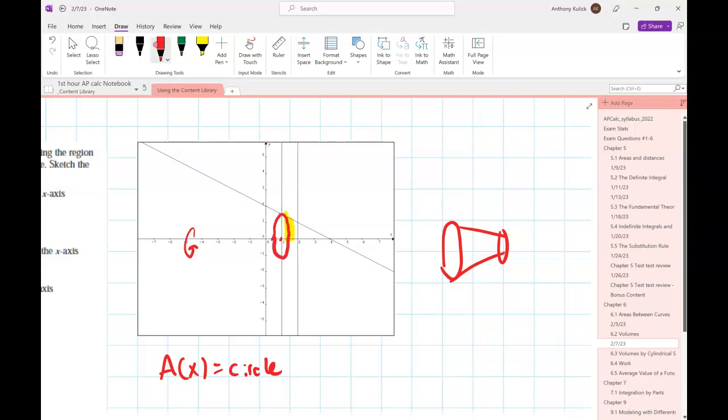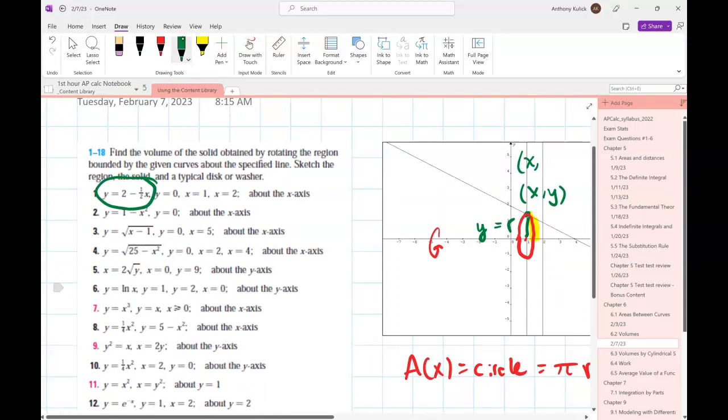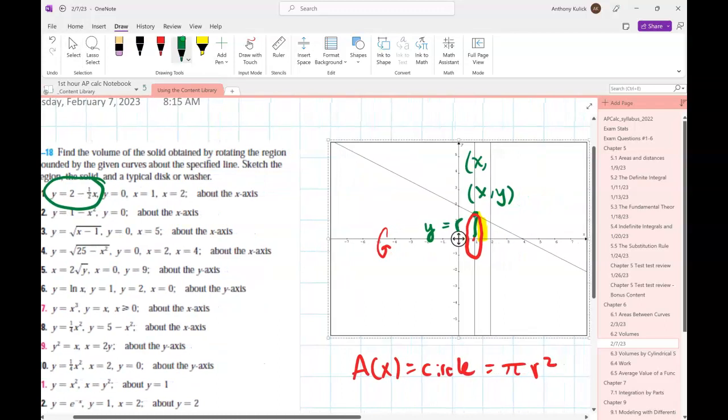So that's a cross section, right? As a circle. So the area for a circle is pi r squared, correct? So this would be the radius for my circle. So that point would be x comma y, where the radius would be the y coordinate at that point. Does everybody feel okay with that explanation? How do I find the y coordinate at that point? That's a point on the line, so I can use that equation, 2 minus 1/2 x.